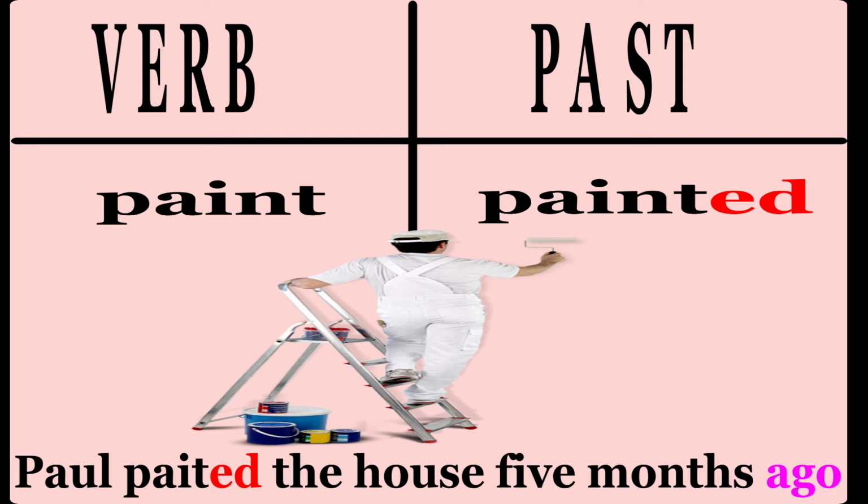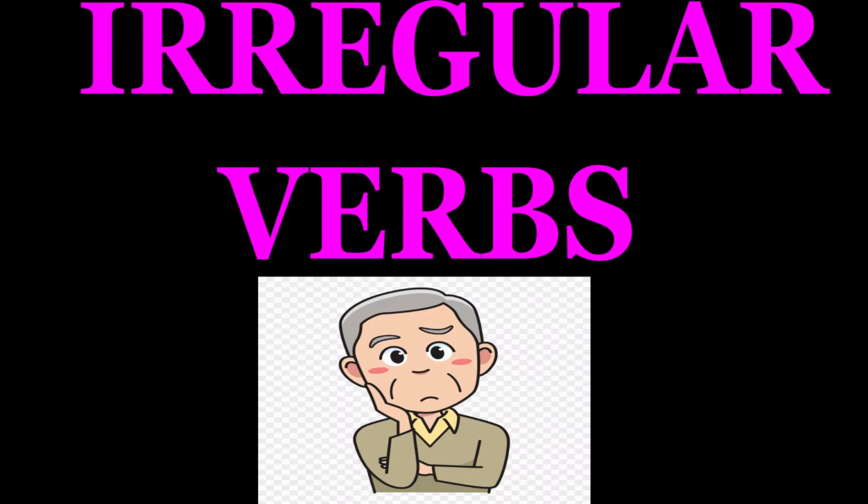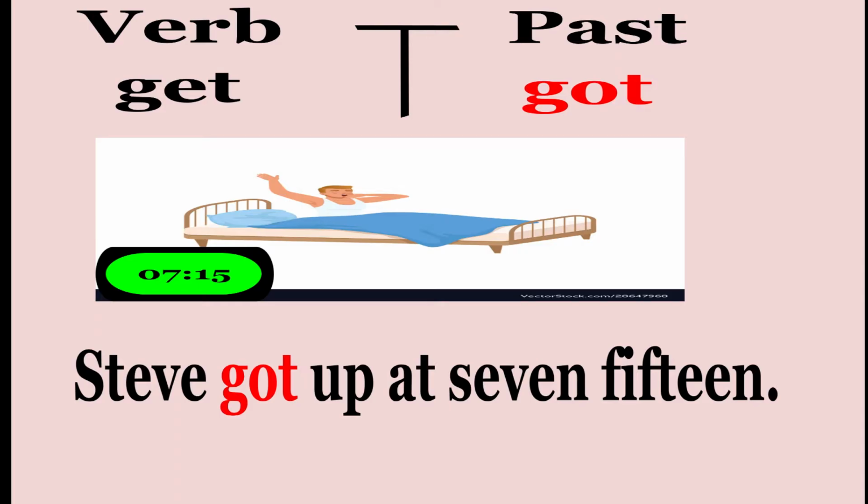Now, some examples with irregular verbs. So, as I said, irregular verbs are the verbs on the list, so you have to learn them by heart. First verb here is get, past got. You see how it changes? Here, no ed because it's irregular. Example, Steve got up at 7:15. What time did Steve get up? He got up at 7:15.